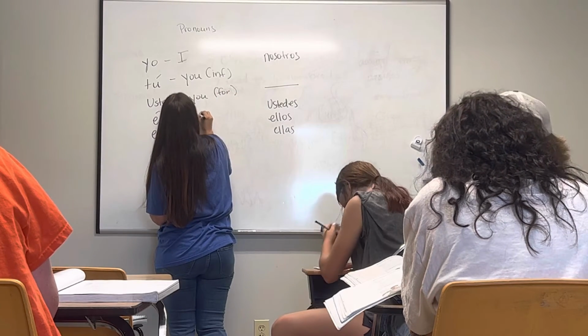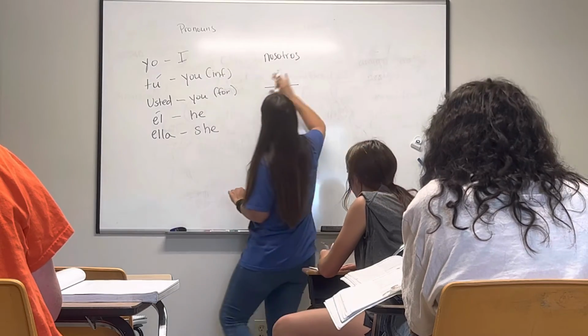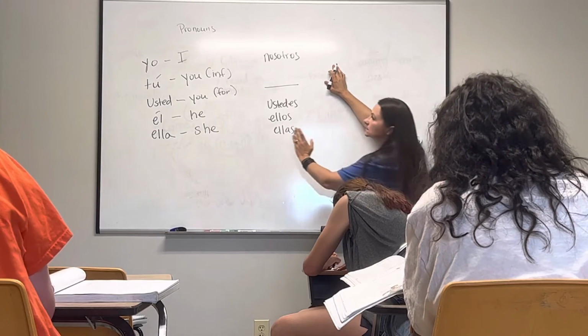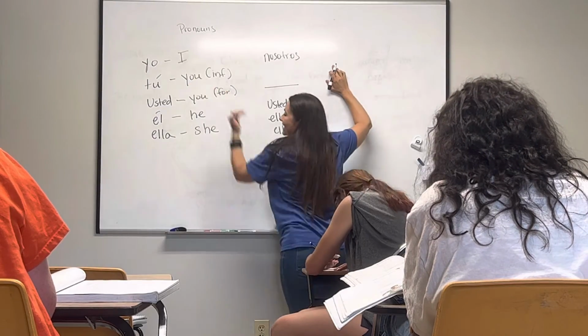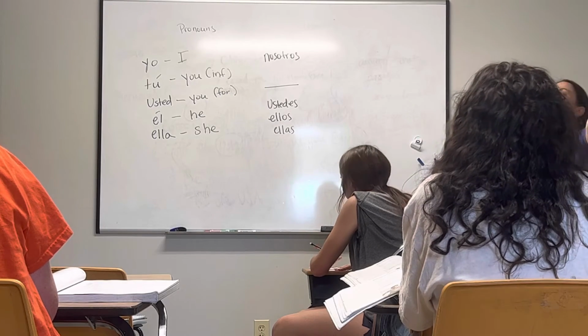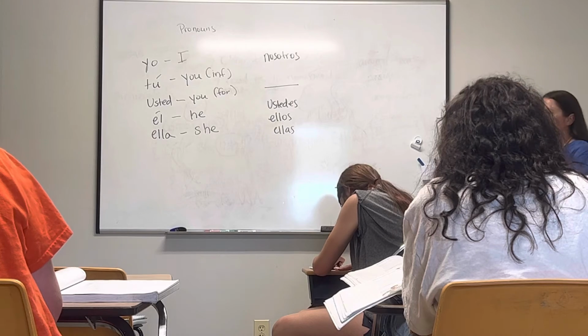Él is he. Ella is she. Now on the other side, you have the plural forms of your pronouns. So, to make I plural sounds weird, right? But when you're having a conversation, if you say I go to the store, it's just you.